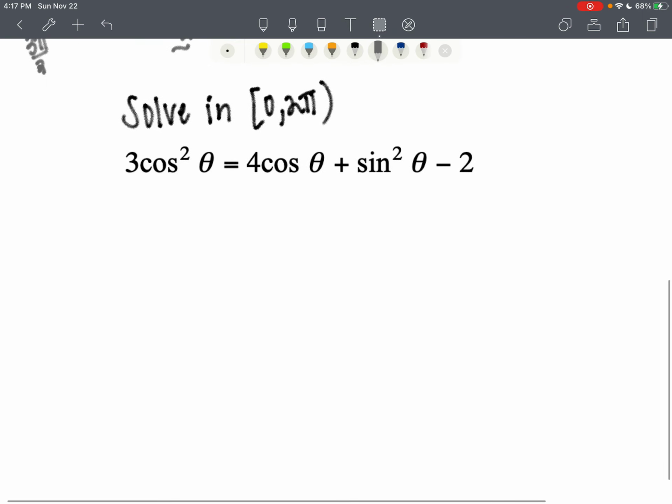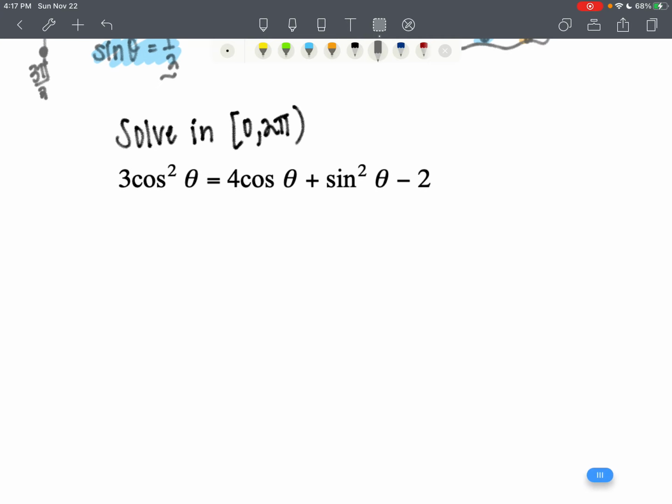Okay, here's another. We have 3 cosine squared of theta equals 4 cosine of theta plus sine squared of theta minus 2. Now, you might feel comfortable trying this one on your own. I say give it a shot. It's very much like the last one. You just have to decide whether or not you're going to have everything in sine squared or cosine squared.